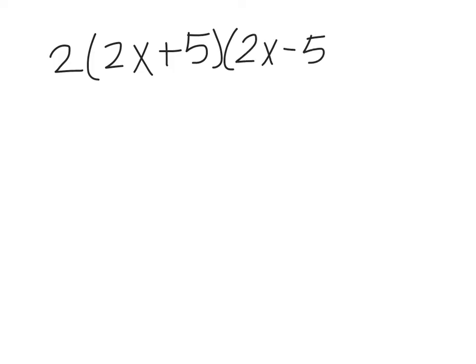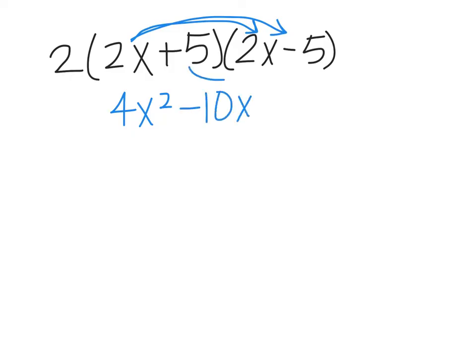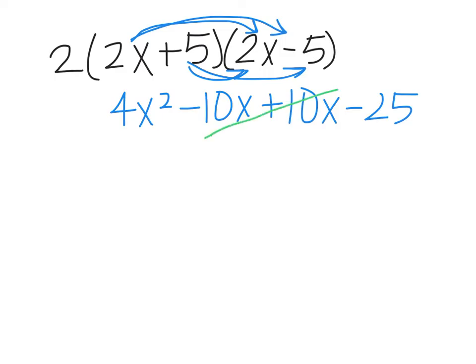If we're given 2 times 2x plus 5 times 2x minus 5, we can go ahead and check it by FOILing it out. So 2x times 2x gives us 4x squared. 2x times negative 5 gives us negative 10x. 5 times 2x gives us positive 10x. And then 5 times negative 5 gives us negative 25. The positive and the negative 10x will cancel out, so we're going to get left with 4x squared minus 25.